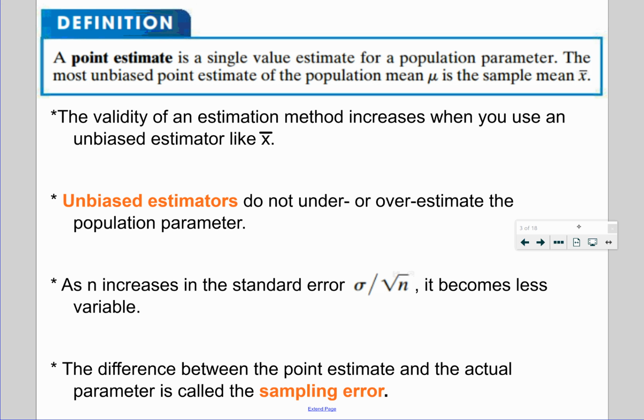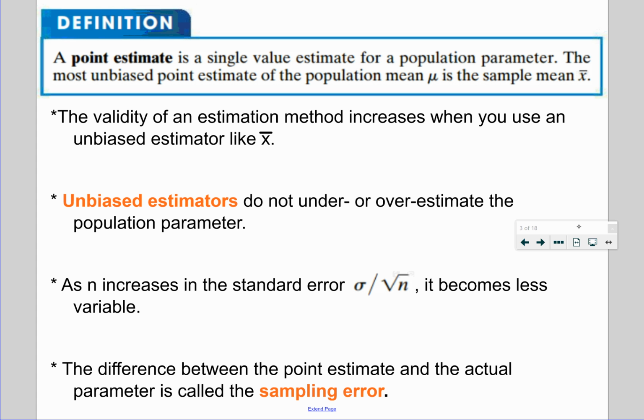The validity of an estimation method increases when you use an unbiased estimator, because unbiased estimators do not over or underestimate the population parameter in general. As your sample size increases, the error that you will receive becomes less variable. The error becomes smaller as your sample size gets bigger, which is good. The more samples we have, the more reliable the data we're going to get, and the more accurate the estimate that we receive is. The difference between a point estimate and the actual parameter is called the sampling error.